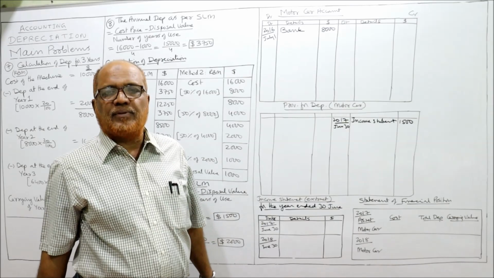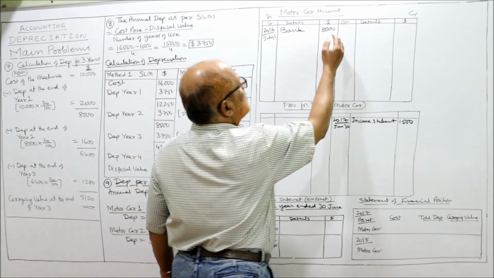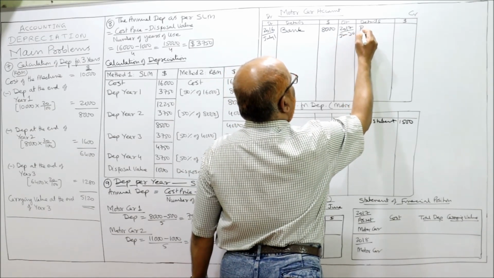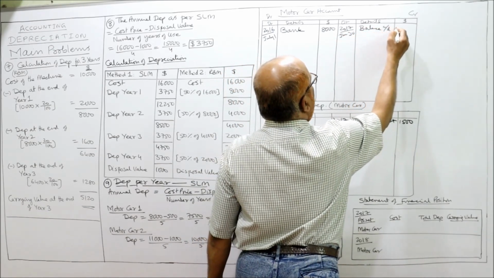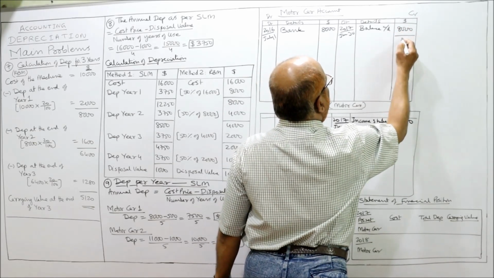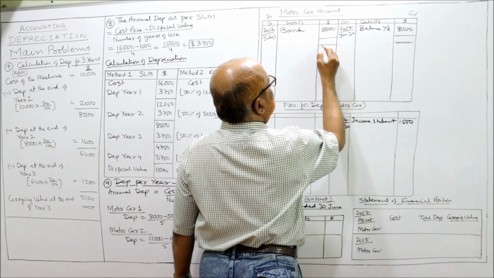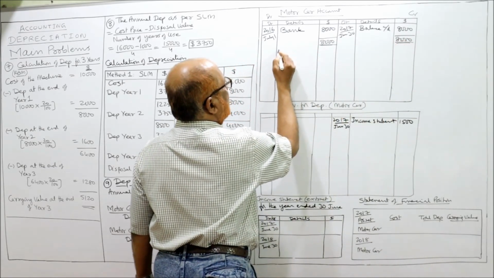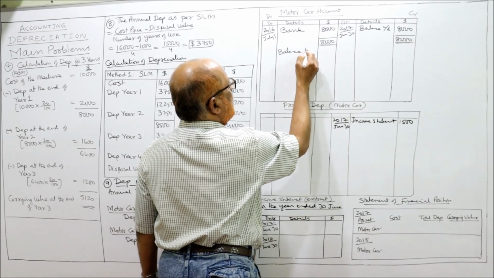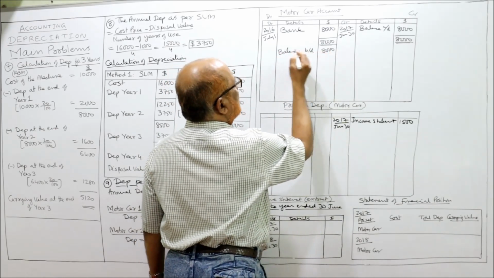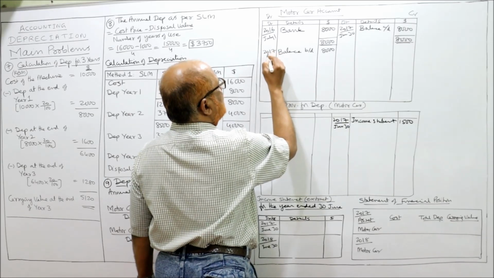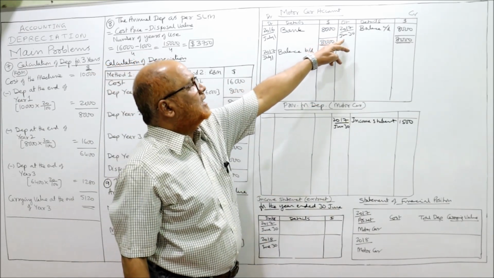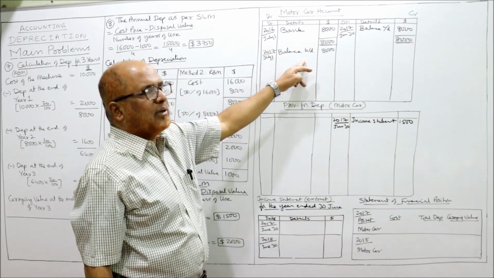Now close the year. First year ends. So here 2017 June 30th. Balance carried down 8,000. Here also 8,000. Here also 8,000. Now brought down balance. Balance brought down 8,000. This is on 2017 July 1st. Next year will begin. 30th June the year ends. Next day July 1st new year begins.